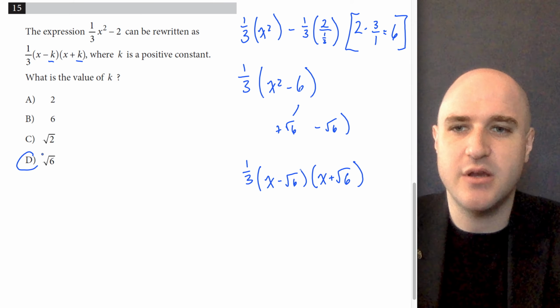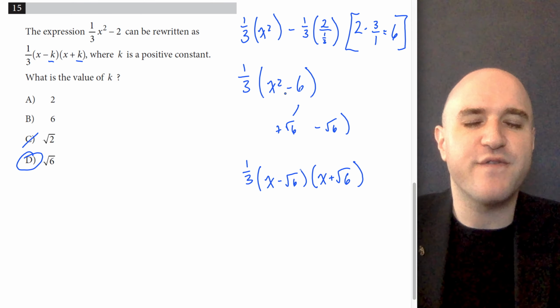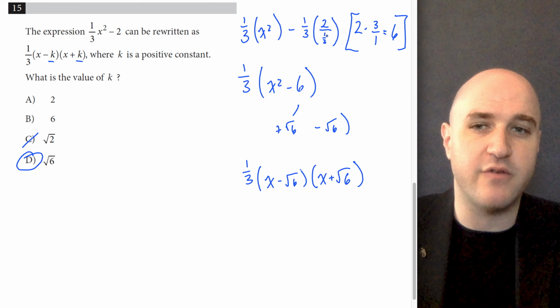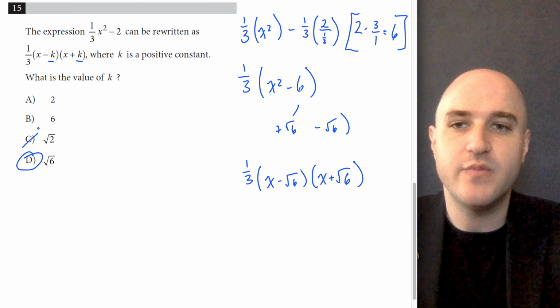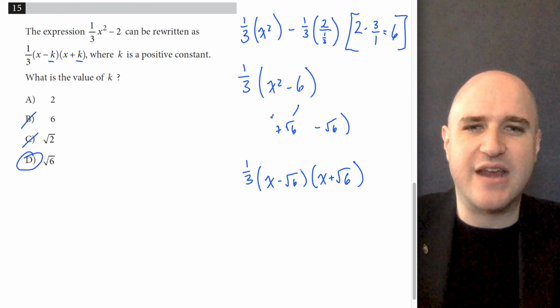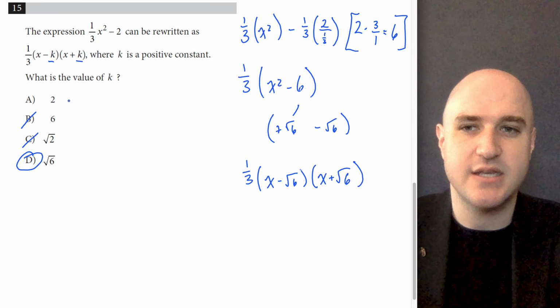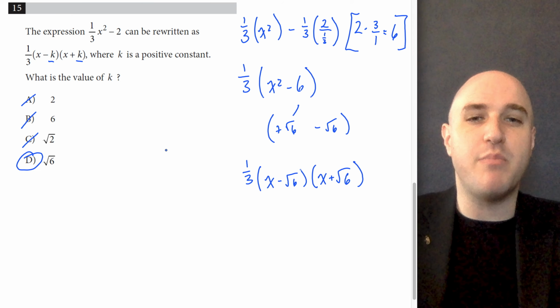That's my answer, D. If you picked C, you probably forgot to factor 1/3 out of 2, and you just took the square root of 2. If you picked B, you probably forgot to factor this positive root 6 and negative root 6 out of this negative 6. And if you picked A, you probably made both of those mistakes.